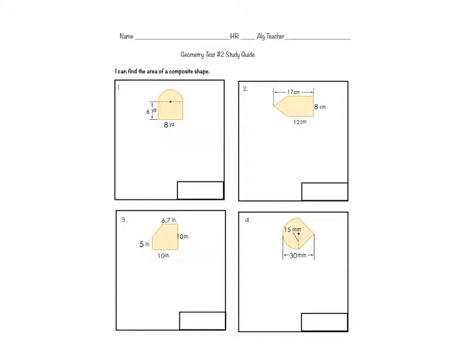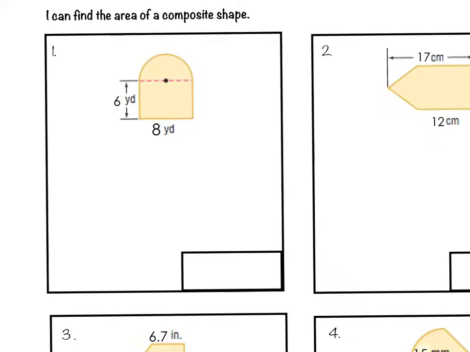Hello, and we are going to go over the answer key for the geometry test number 2 study guide. So let's take a look at the first learning target. I can find the area of a composite shape.